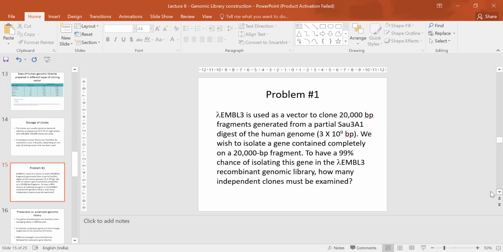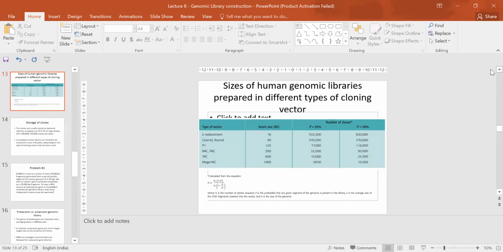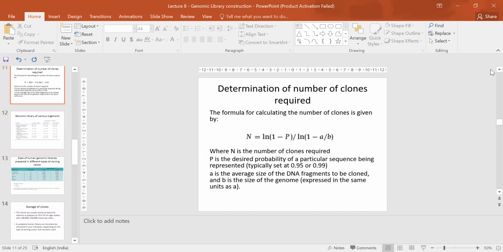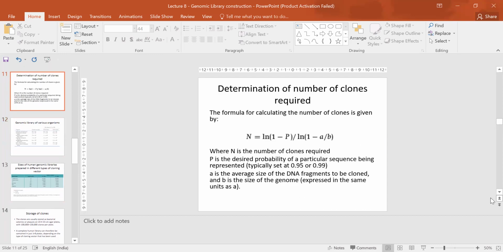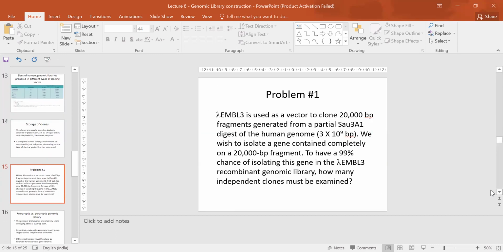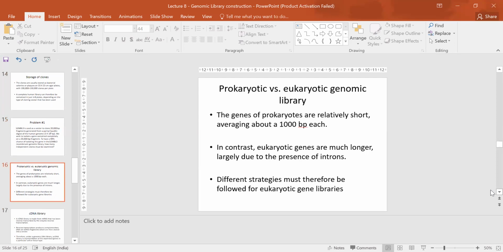So the question is, how many independent clones must we examine? You can use the formula that I have already shared in the previous slide, this formula. And using the formula, you can find out the answer to the question.